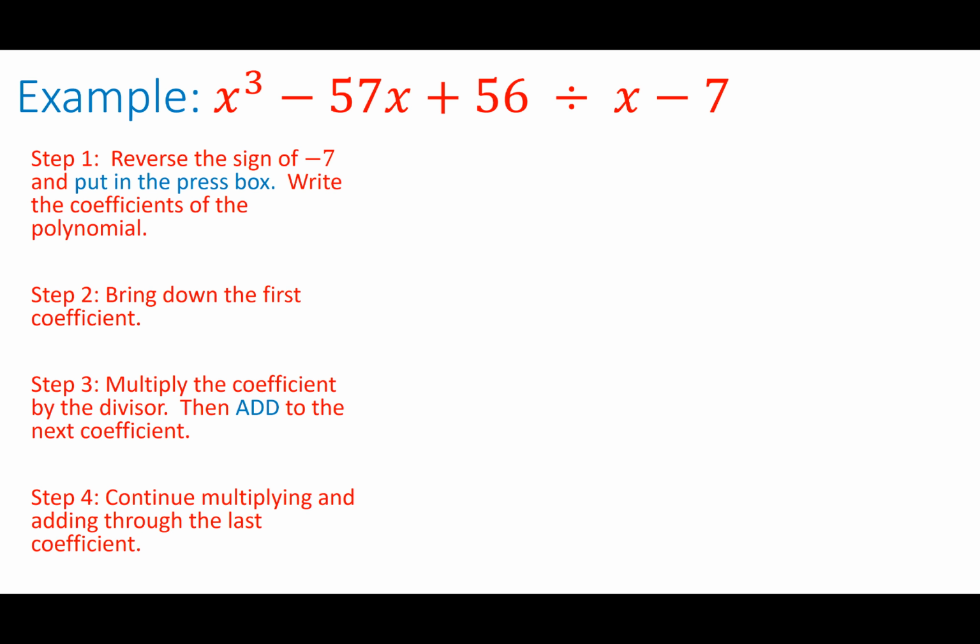So this one's x cubed minus 57x plus 56. You don't have to write all my columns on the left. This is just a reminder of how we go through this process. Okay, so first thing, we're going to create this press box up here, reduce the sign of -7 so that becomes a +7.